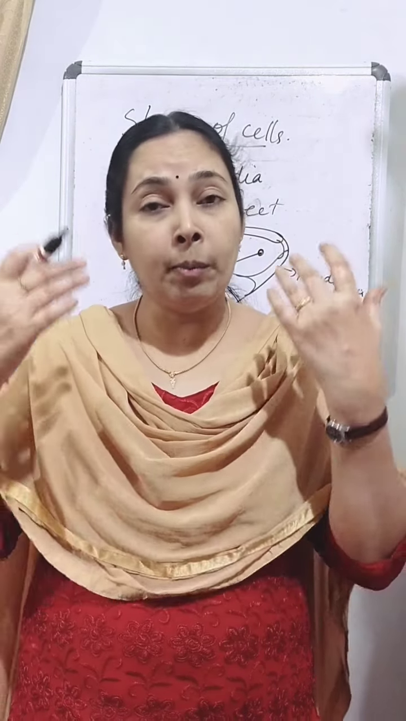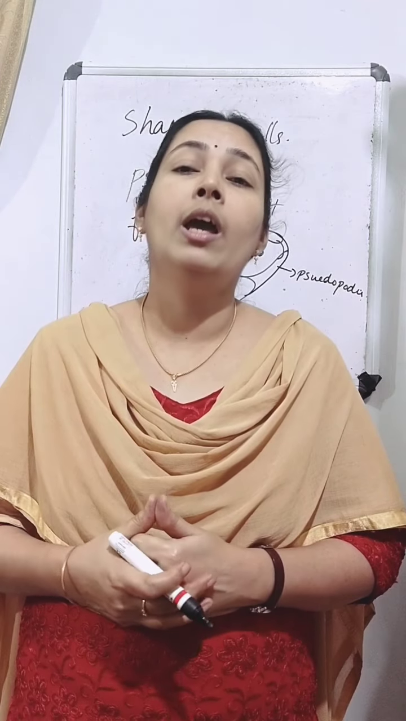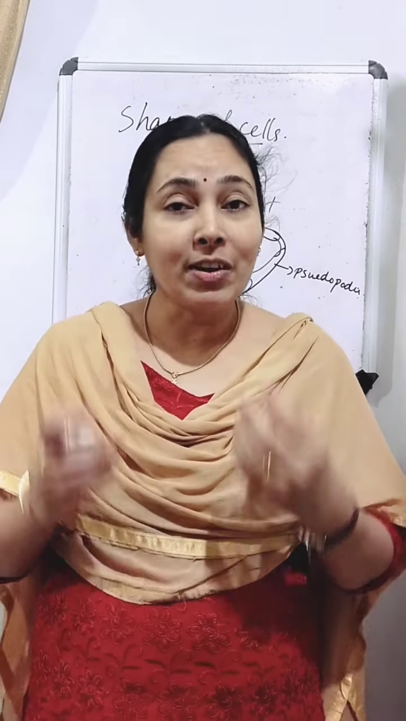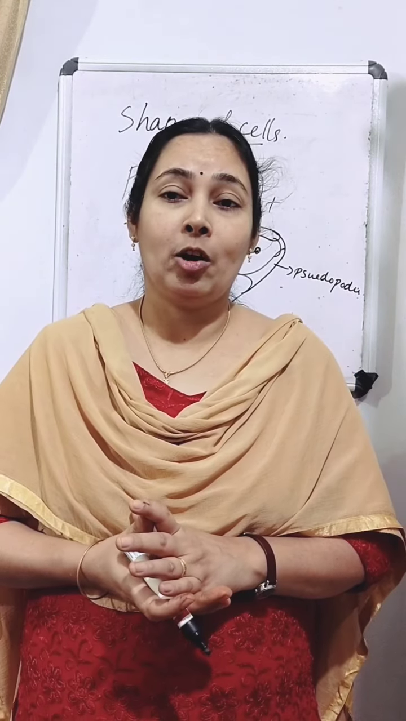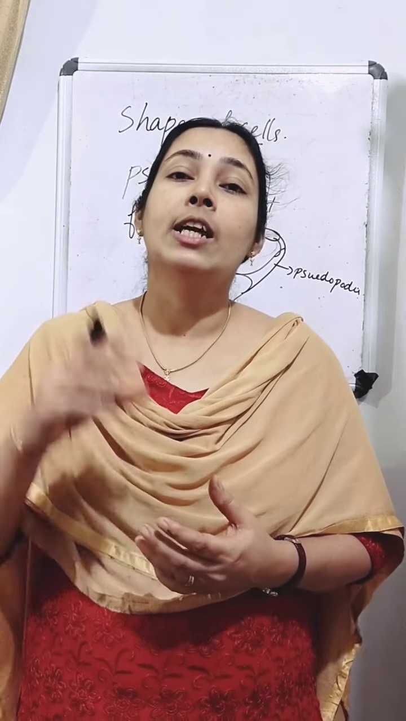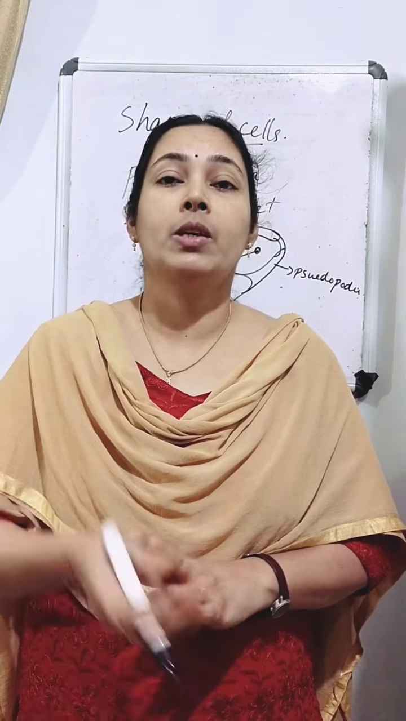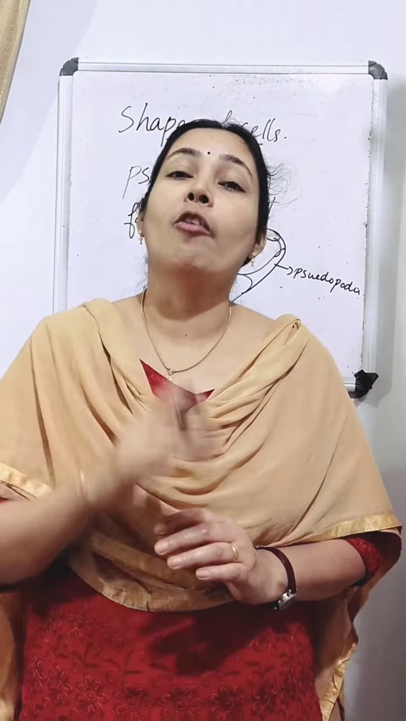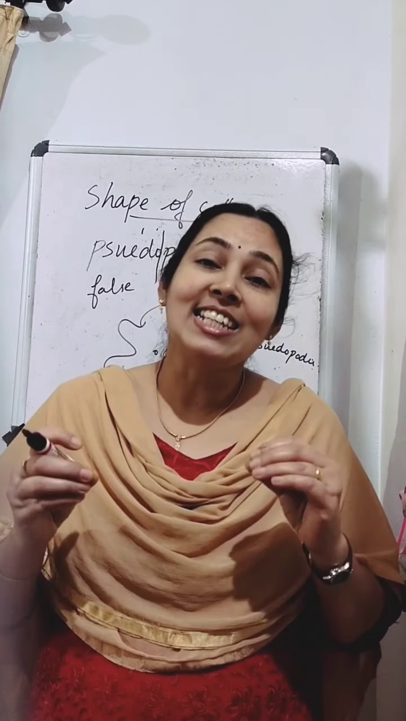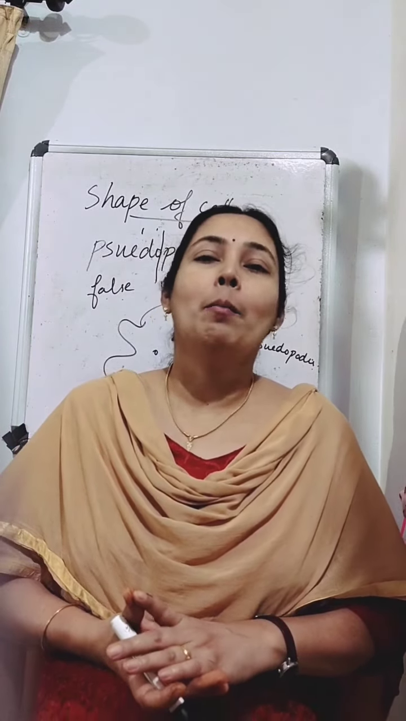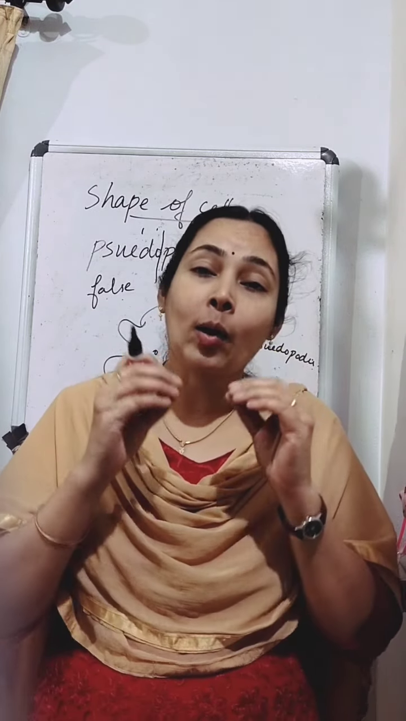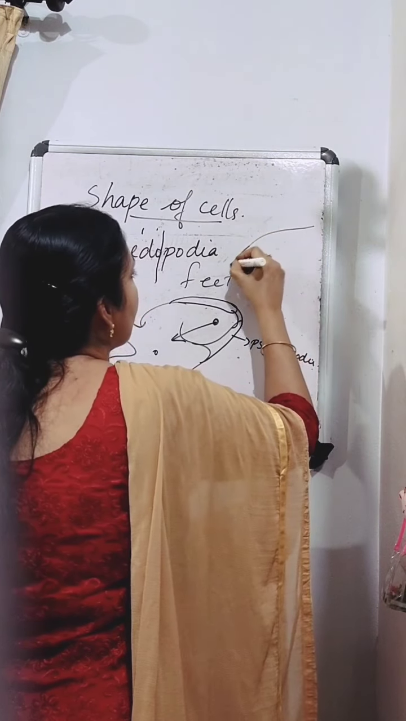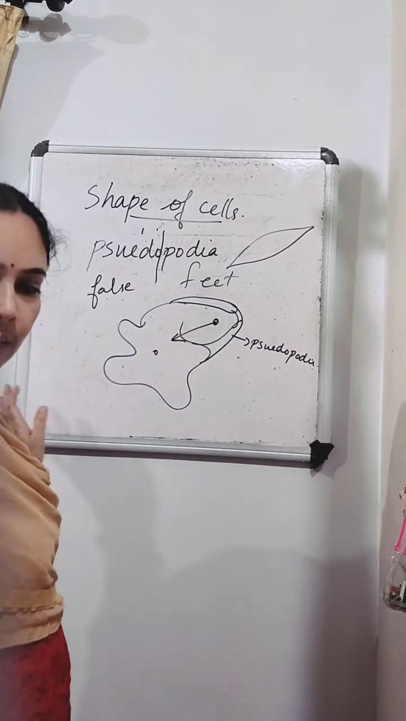And we know there are more than millions of cells in our body. Now what about the shape of all these cells? Different cells are performing different functions in our body. So based on the functions, the cells have different shapes. The shape of the cells is related to the function of that cell. Generally, the cells are round, spherical or elongated. But we can see that our muscle cells are long and pointed at both ends.